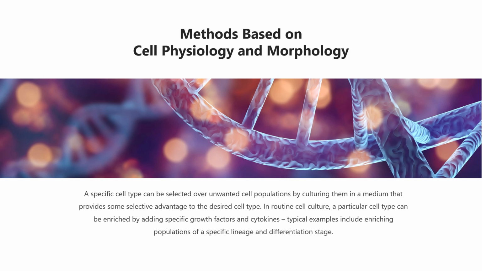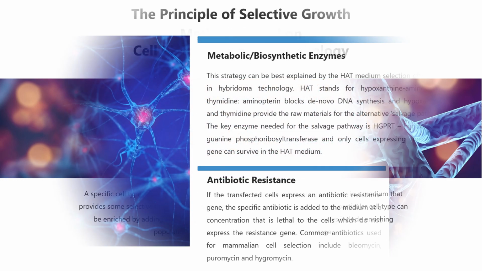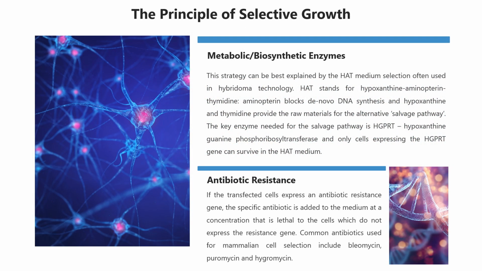The use of selective media allows specific cells to grow and inhibit others through antibiotics or specific growth inhibitors. Selective media is often used for isolating transfected cells and hybridomas. There are basically two approaches to use a selective growth medium, based on the type of selectable marker. Metabolic/biosynthetic enzymes. This strategy can be best explained by the HAT medium selection often used in hybridoma technology.